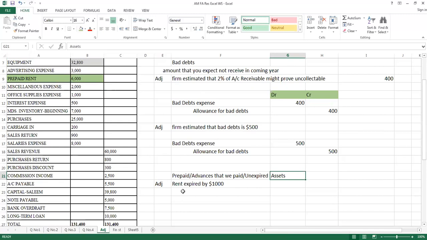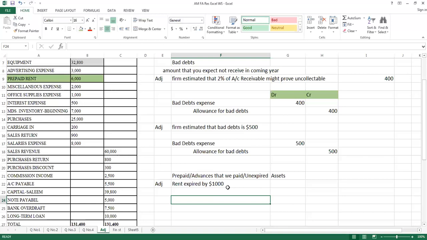Now at the end of the year, you say that the rent expired by 1,000. It means the information given here as prepaid 6,000 is misleading. We need to adjust it. And how can we make this adjustment? Carefully see. Right now, prepaid is on the debit side, and I want to reduce it. And I say that 1,000 of this amount has expired.